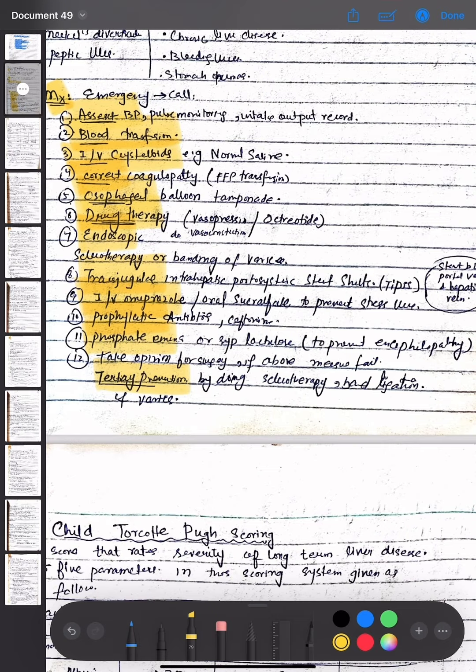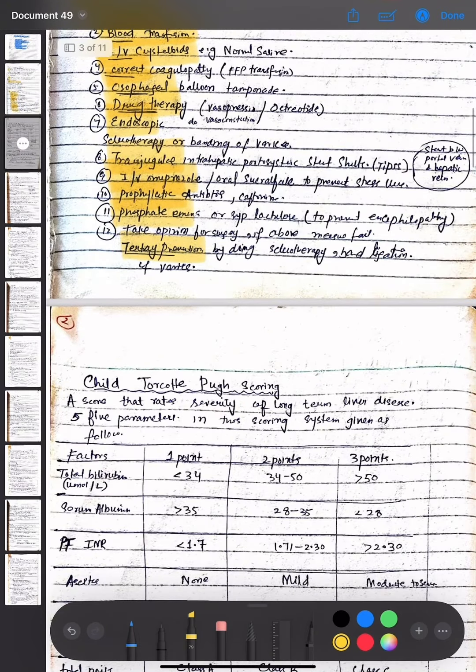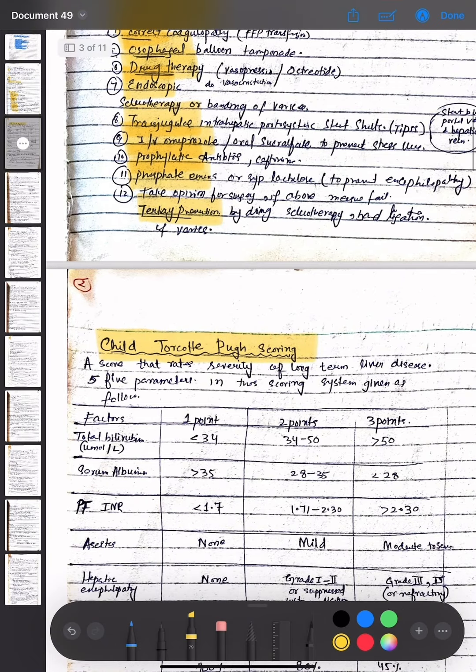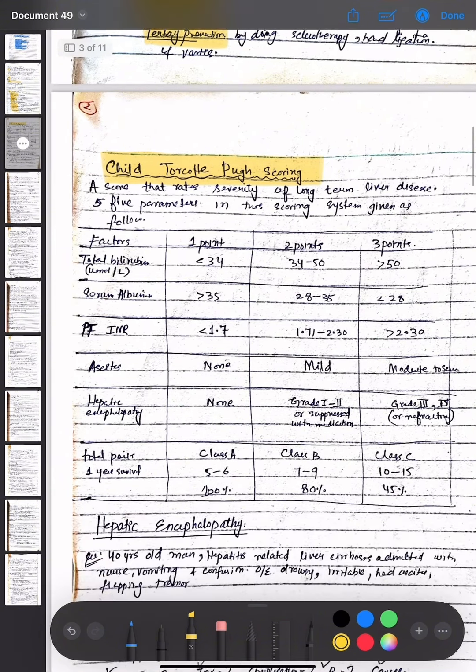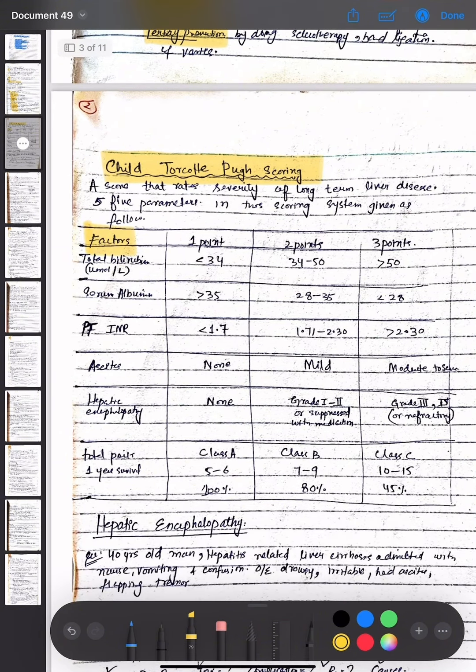Now we have the Child-Turcotte-Pugh scoring system, which is a score that rates the severity of long-term liver disease. Five parameters in this scoring system are as follows. These factors are total bilirubin level, serum albumin level, then the PT and INR level, the ascites level, and the hepatic encephalopathy, and the total points show the survival.